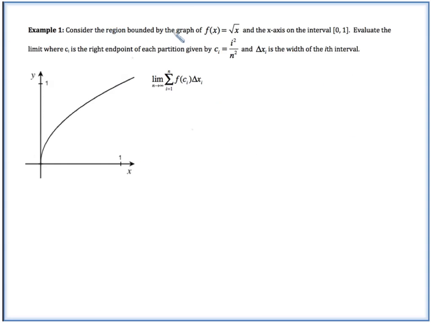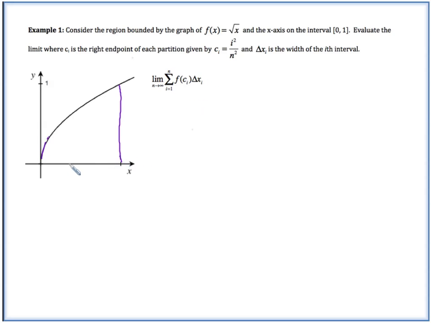So consider the region bounded by the graph of square root of x and the x-axis on the interval 0 to 1. I'm going to draw our interval, and here's our square root of x, and here's the x-axis. It says evaluate the limit where c sub i is the right endpoint of each partition, given by c sub i equals i squared over n squared, and delta x sub i is the width of the ith subinterval. So here you have the definition of the Riemann sum.